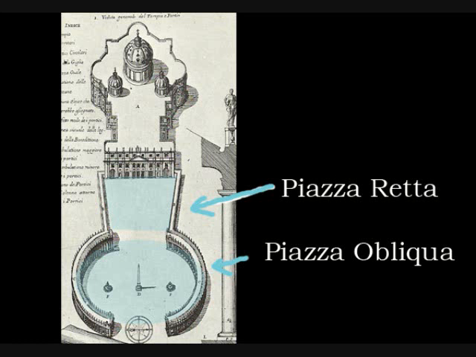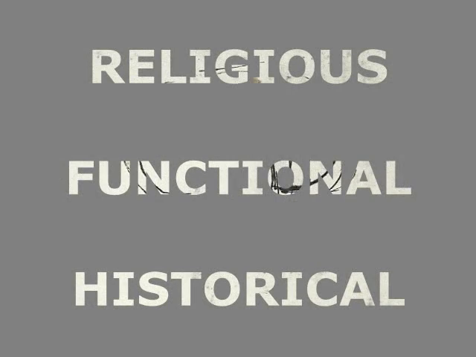The resulting piazza consists of two major parts. First, the Piazza Retta, which is the trapezoidal piazza directly in front of the basilica, and second, the more famous Piazza Obliqua. The decision to use an ellipse has many purposes in the Piazza Obliqua, including functional, religious, and historical connotations.